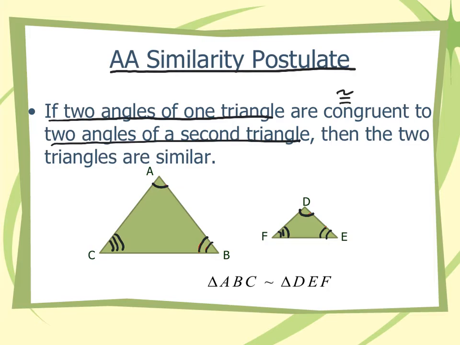Therefore, if you've got two angles that match in a triangle, then you definitely have three angles that match. So you only need to prove that two angles of one triangle match two angles of another triangle, and if you can do that, those two triangles are similar.